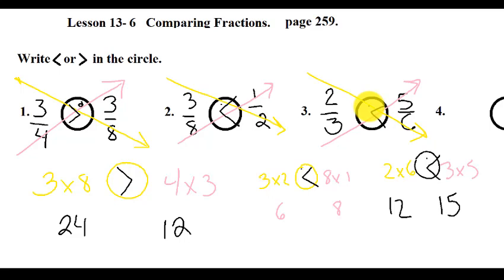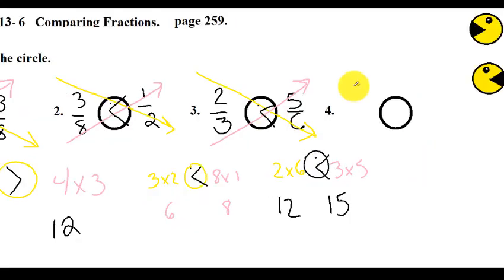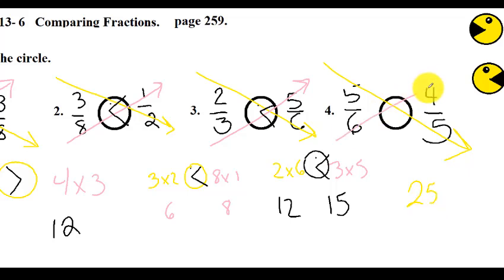And the number 4 is 5/6. The other is 4/5. Let's do exactly the same. 5 times 5 is 25, and 6 times 4 is 24. The greater number in this case is 25. The Pac-Man is going to eat the greater. Always the Pac-Man is going to eat the greater. 5/6 is greater than 4/5.